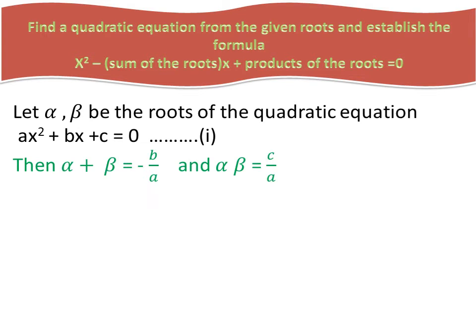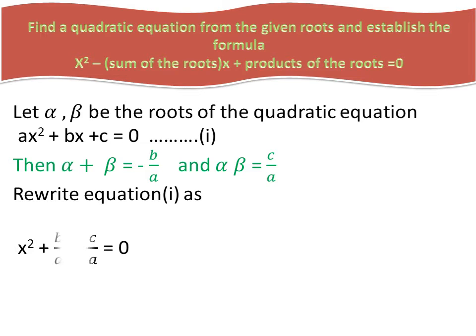We know that sum of the roots can be written as alpha plus beta equal to minus b over a and product of the roots can be written as alpha beta equal to c over a. Now dividing equation number 1 by a, we get x square plus b over a into x plus c over a equal to 0. This equation can also be written as x square minus b over a into x plus c over a equal to 0.